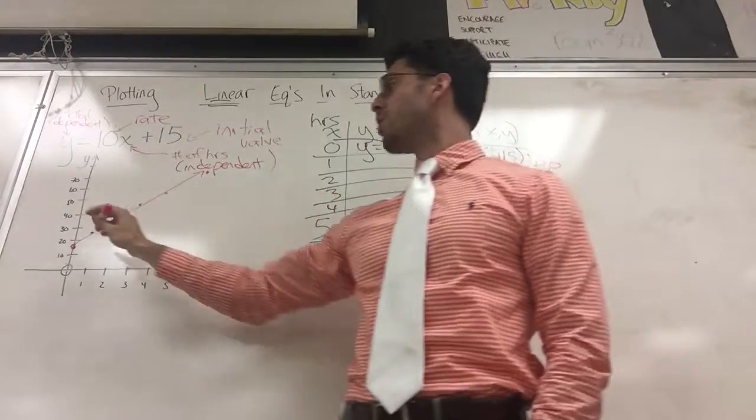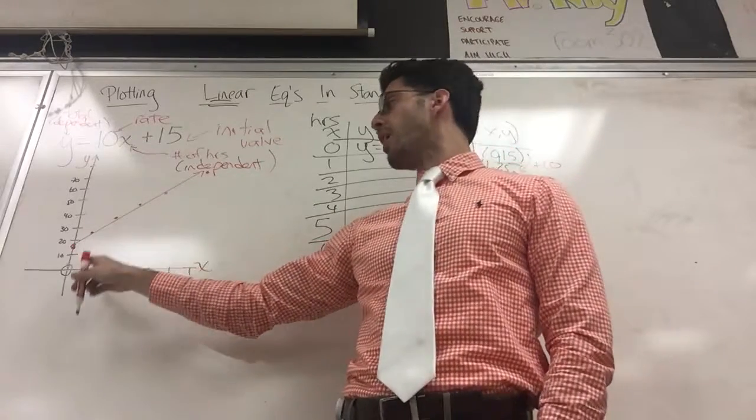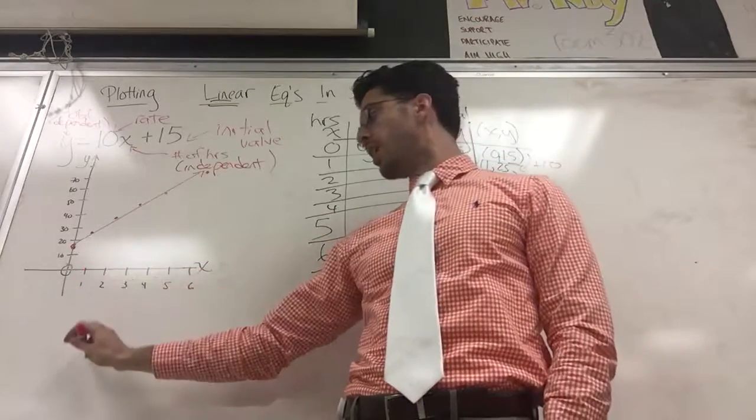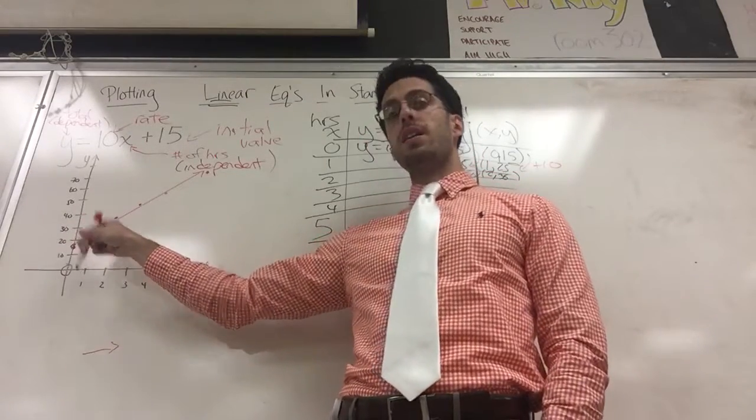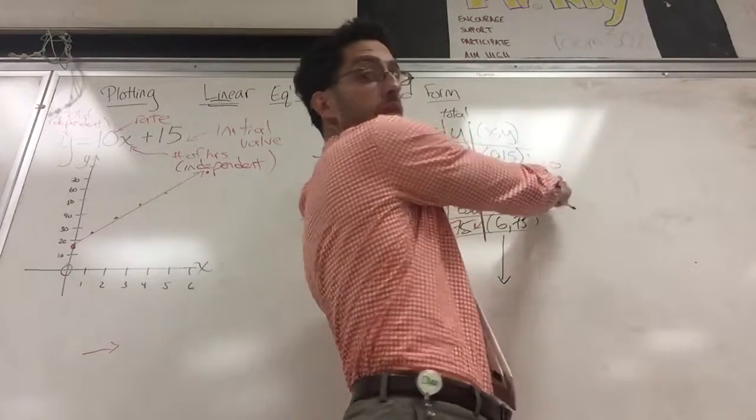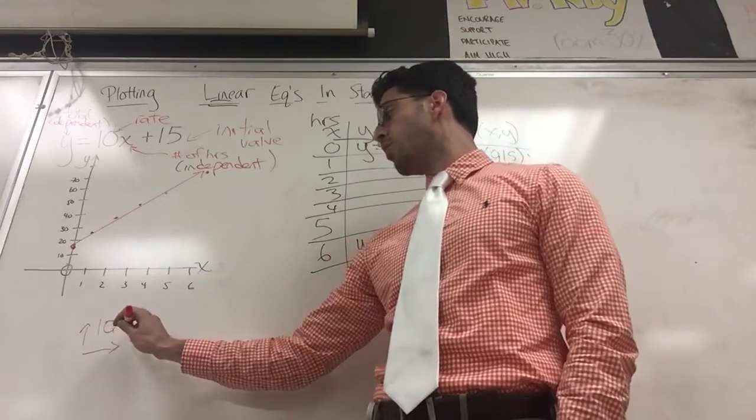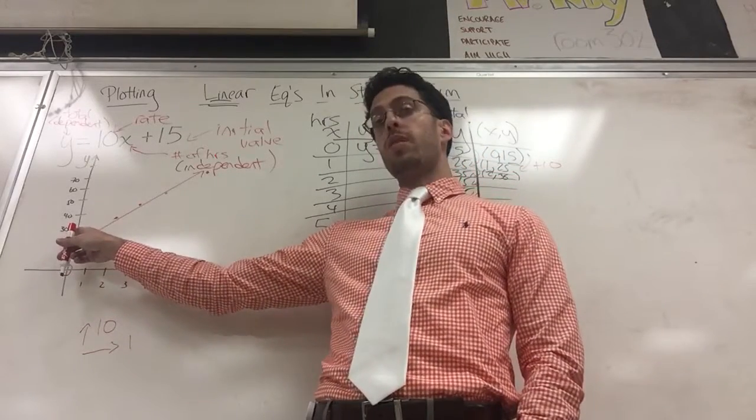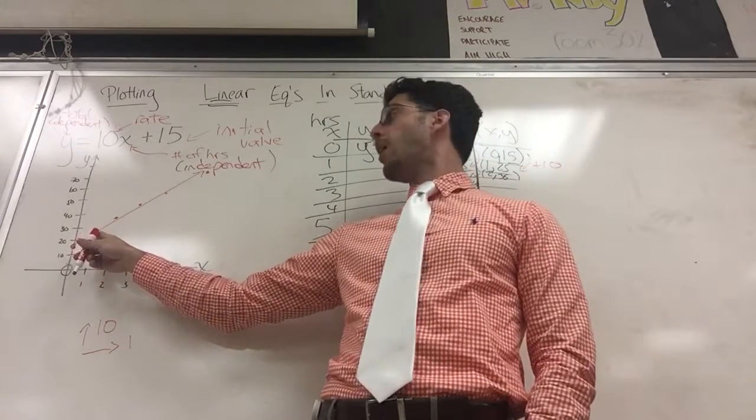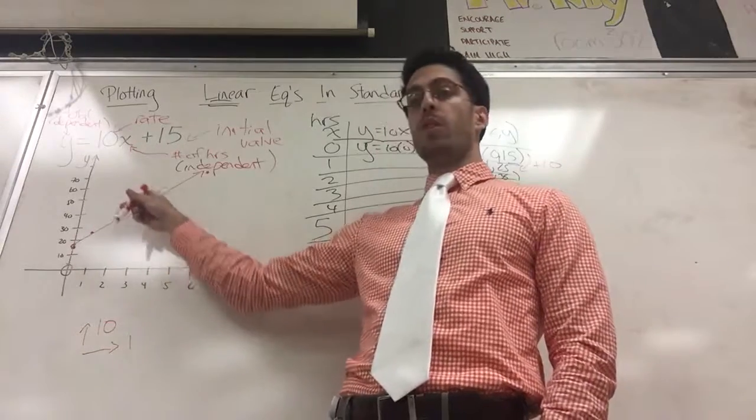What else? How is it going up? How is it increasing? Do you know how it's increasing? For every 1 hour that the line goes across, the dot goes up by that number, 10. It goes up 10 and over 1. So from 0 to 15, it went up 10 to 25 and then over 1 to 1 hour. Up 10 to 35 and then over 1 for another hour. Up 10, over 1, up 10, over 1.